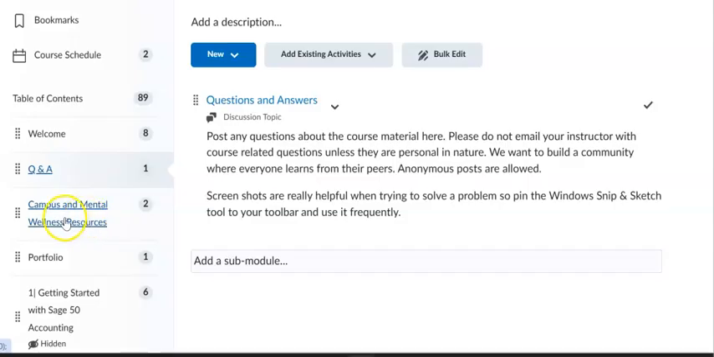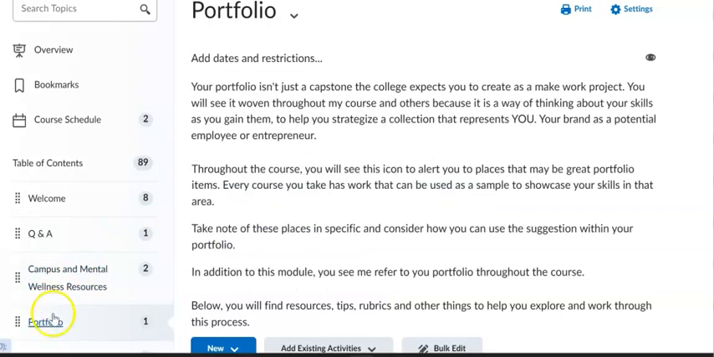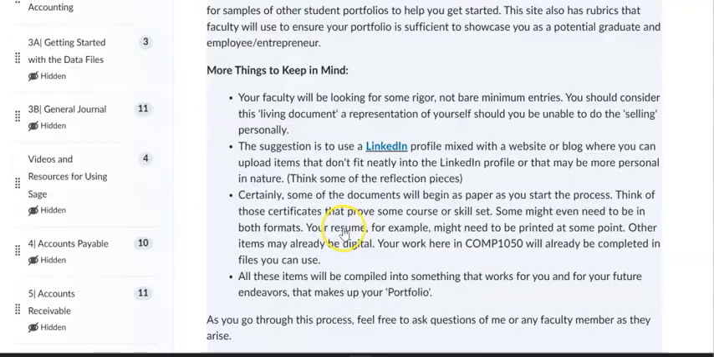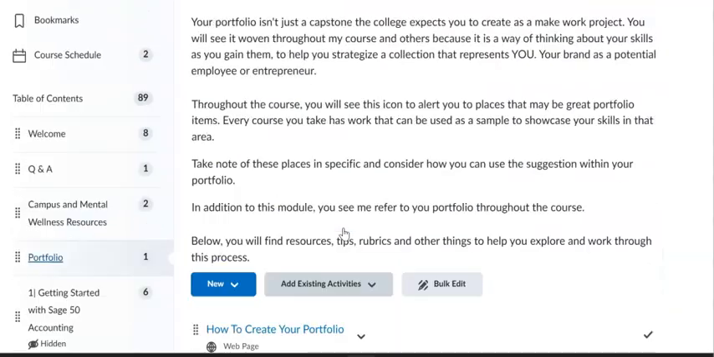Okay, so we also have the campus wellness resources. So you've got the eCampus information site and the wellness information. And then of course you've got your portfolio information. Please feel free to have a look through and let me know if you have any questions.